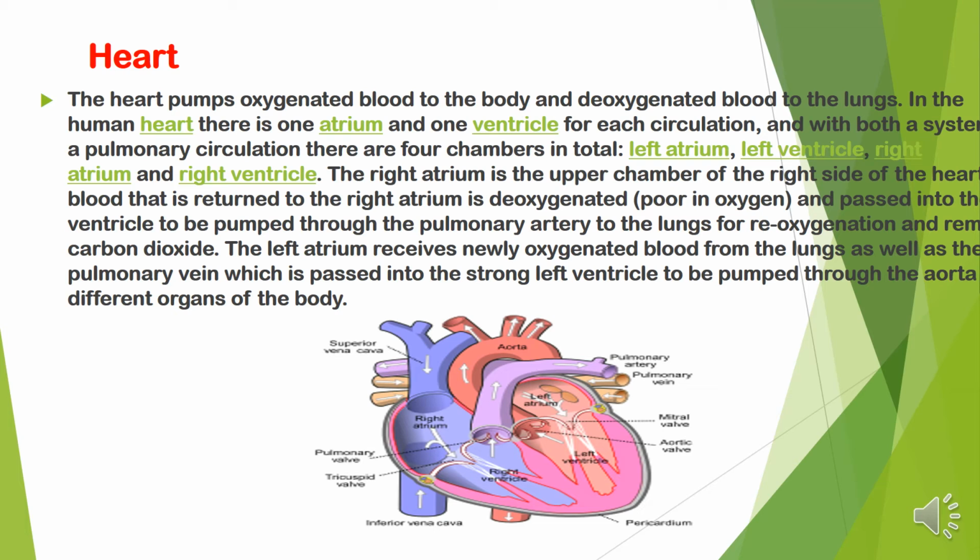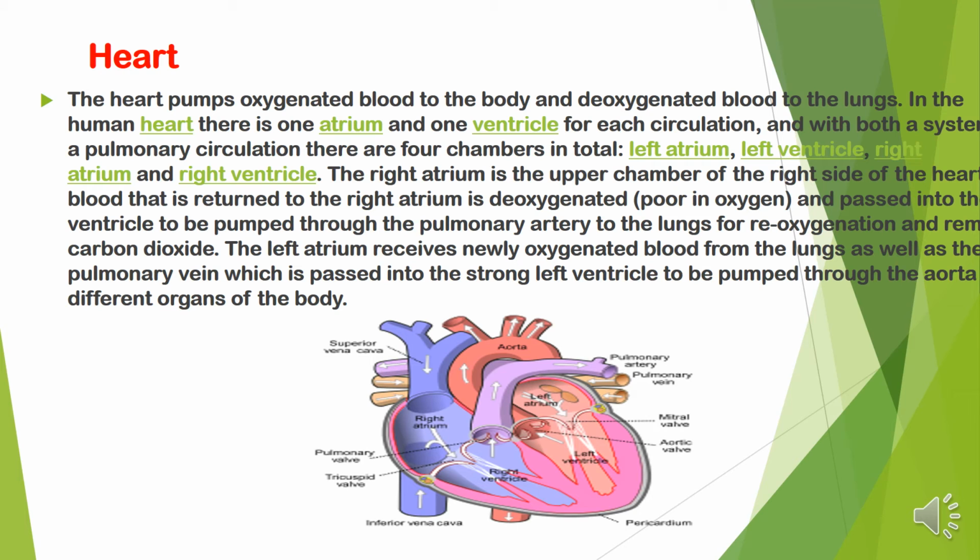Next we're going to talk about the heart. The heart pumps oxygenated blood to the body and deoxygenated blood to the lungs. In the human heart, there is one atrium and one ventricle for each of the two circulations, systemic and pulmonary, so there are four chambers in total: left atrium, left ventricle, right atrium, and right ventricle.